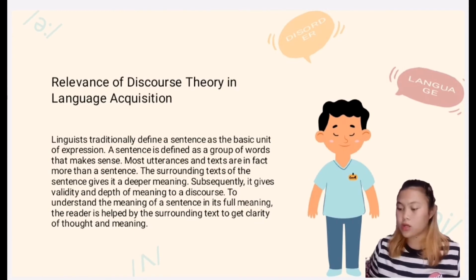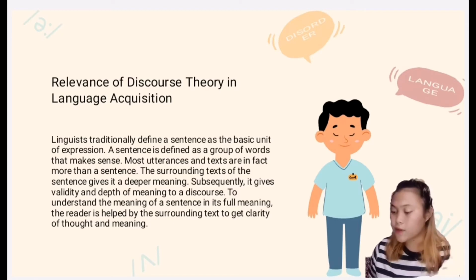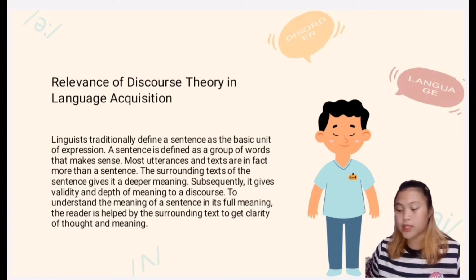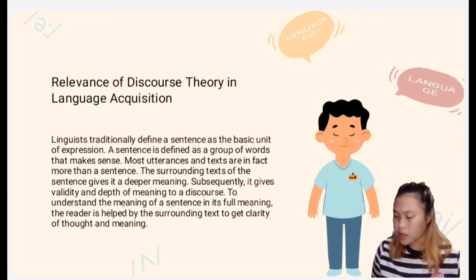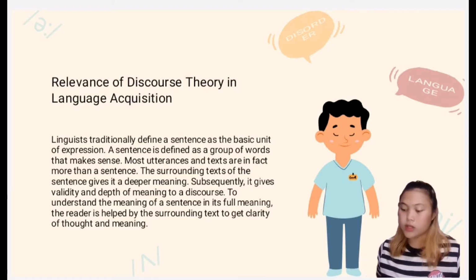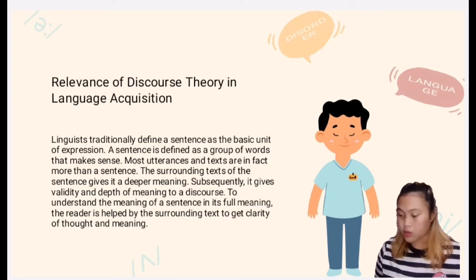The relevance of discourse theory in language acquisition. Linguists traditionally define a sentence as the basic unit of expression. A sentence is defined as a group of words that make sense. Most utterances and texts are in fact more than a sentence. The surrounding text of the sentence gives it a deeper meaning. Subsequently, it gives validity and depth of meaning to a discourse. To understand the meaning of a sentence in its full meaning, the reader is helped by the surrounding text to get clarity of thought and meaning.